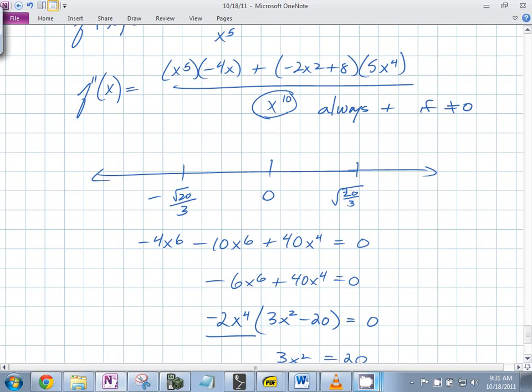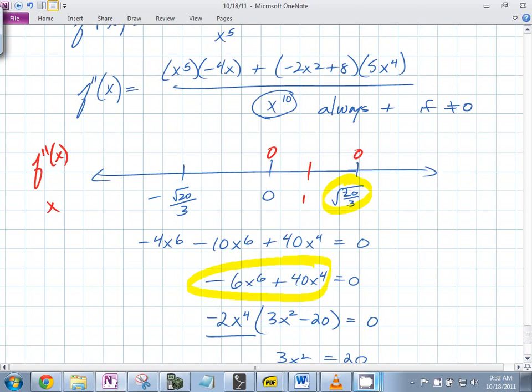Is that greater than 1? Yes, it's greater than 1, because 20 over 3 is like 6, and the square root of 6 is going to be like 2 point something. Okay, so if we plug in 1, is it going to be positive or negative? So this is x, and this is the second derivative of x. If we plug in 1, negative 6 plus 40 is positive. I agree.